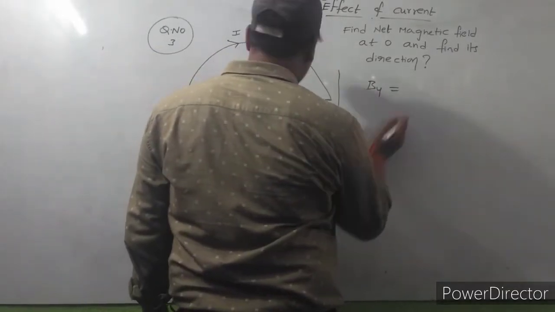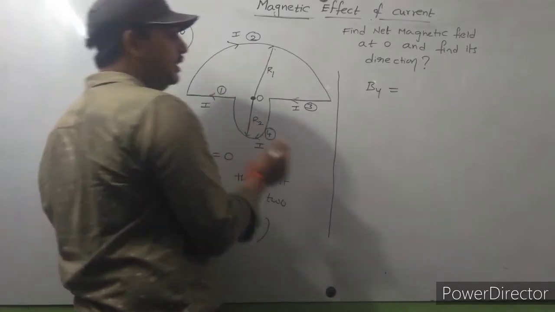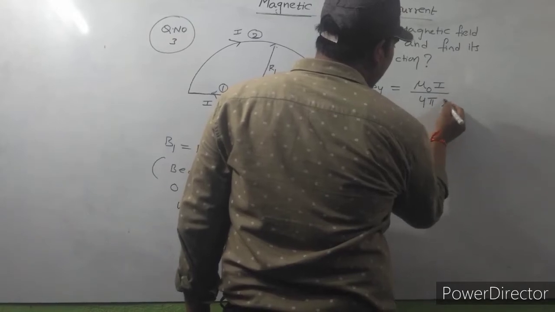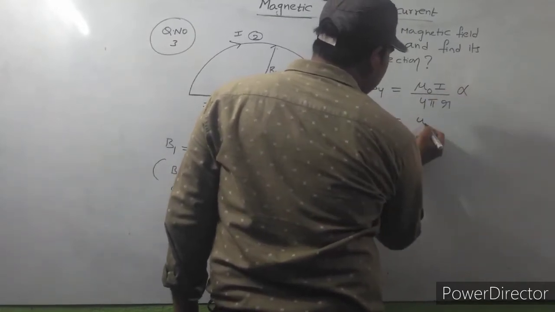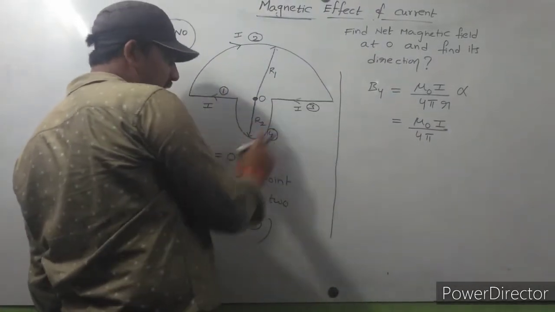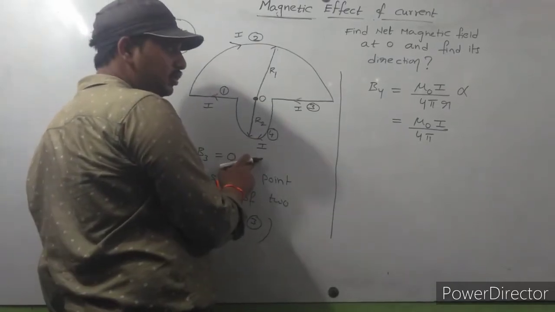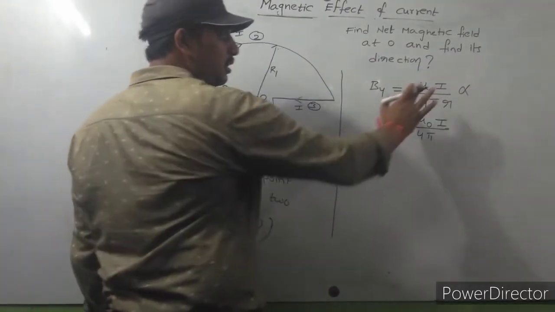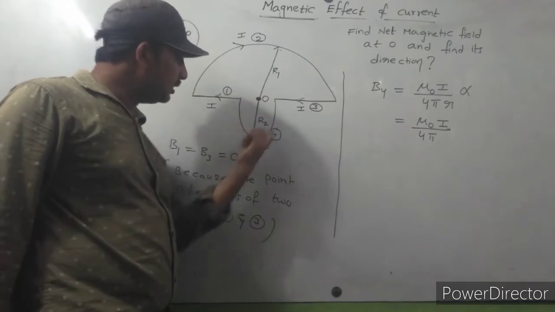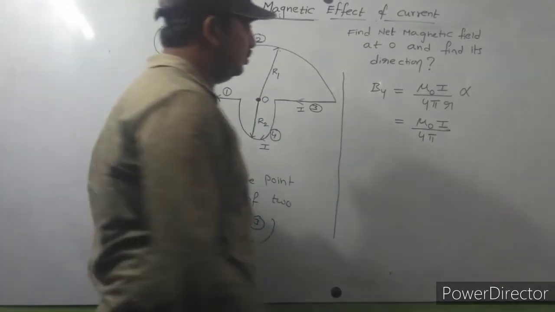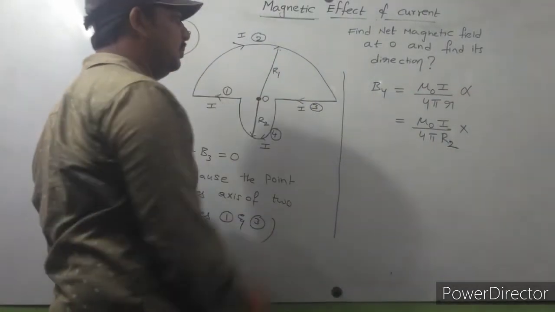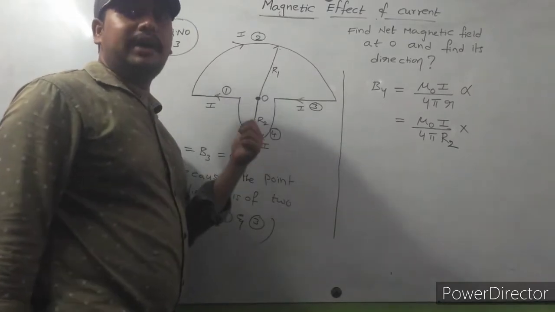B4. So this is also a semicircular arc. Am I right? That means the magnetic field due to a semicircular arc is mu naught I by 4 pi r into alpha. Here for this part 4, only the current I passes through it, that's why the current value is I. The radius for this semicircular loop is R2, so small r is R2. For a semicircular loop, alpha is 180 degrees.